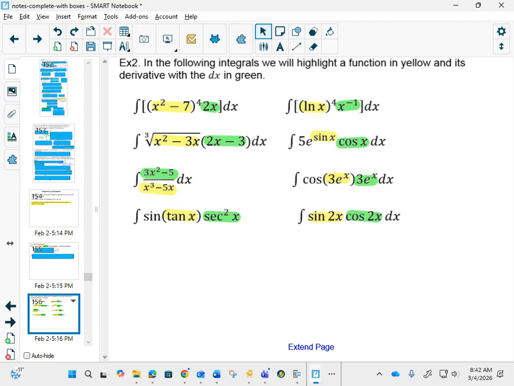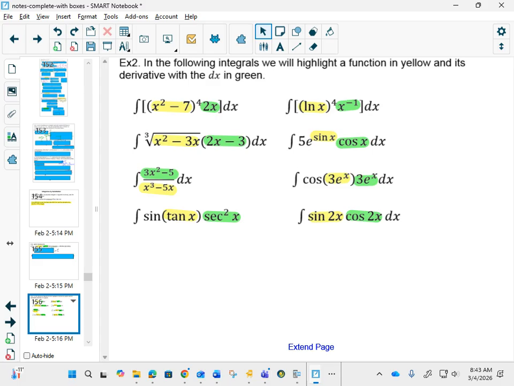So in the first one, I see x squared minus 7. That is inside the power of 4. Its derivative is 2x. This is going to be one that has a chain rule that we can undo. The second one, inside function x squared minus 3x. Its derivative is 2x minus 3. We could use the chain rule to do that. The inside function is sometimes on the bottom of a function. If this is on the bottom and the derivative is this, okay?